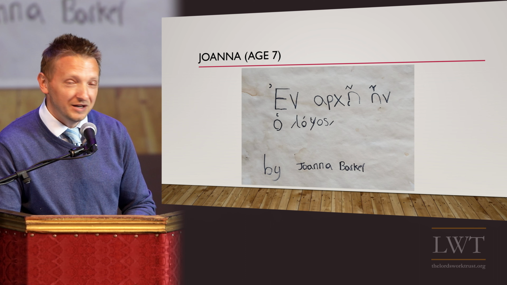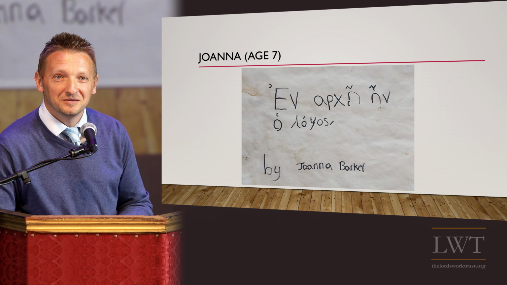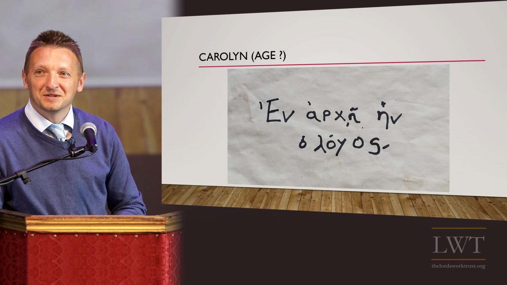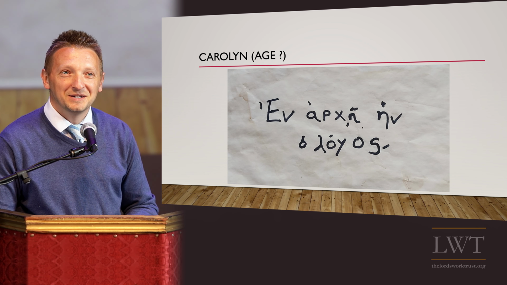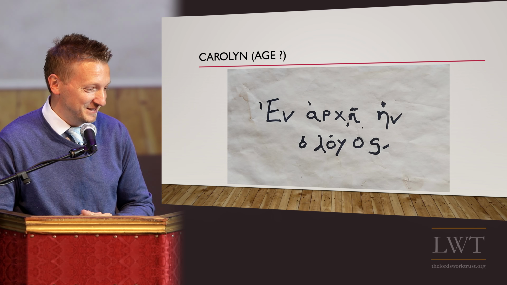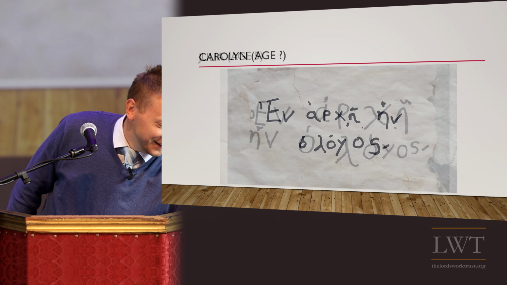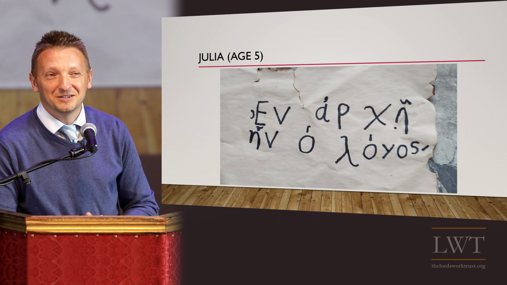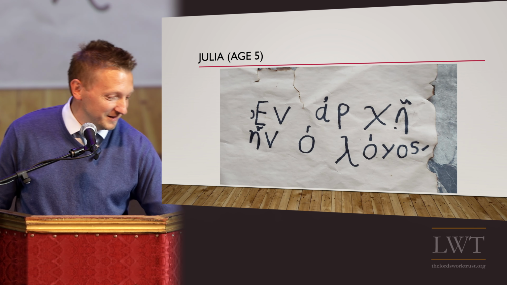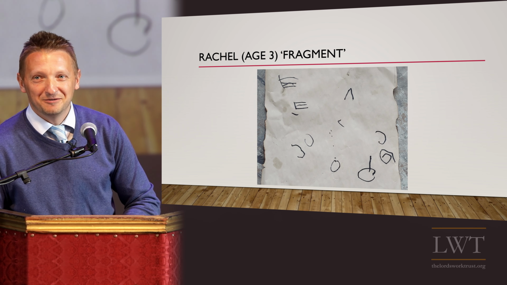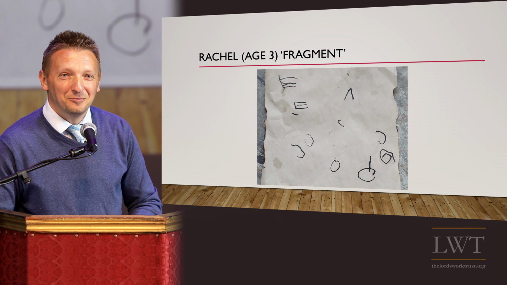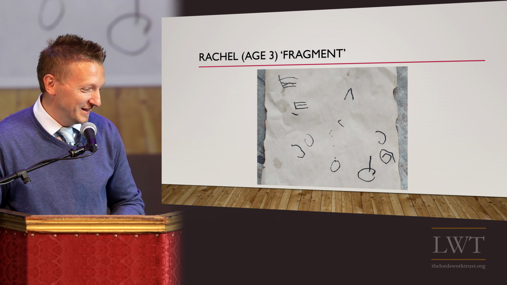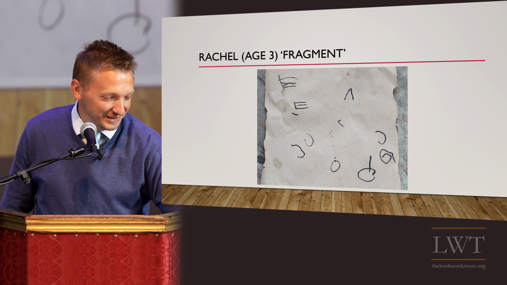This is Joanna, age 7. She had a go. Well done. I didn't put my wife's age on there, but she wanted to have a go, so that's my wife's attempt there. Very good. Julia, age 5, she tried her best, and I think she did very well. And then we have dear Rachel, age 3. We'll call this one a fragment. It's not quite a full copy here, but still we used it in the process.